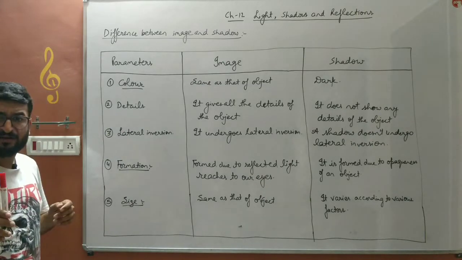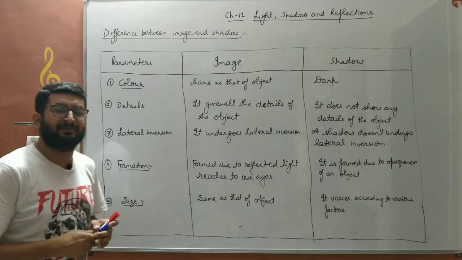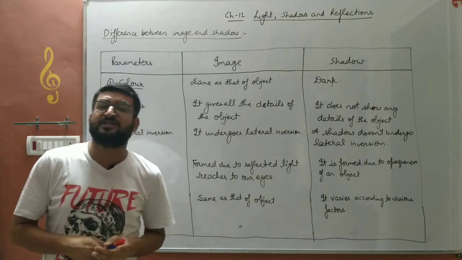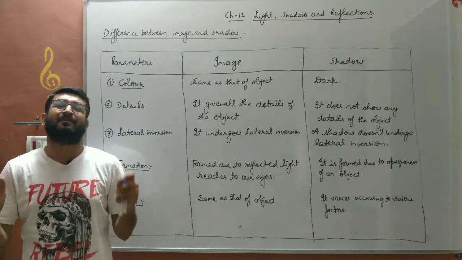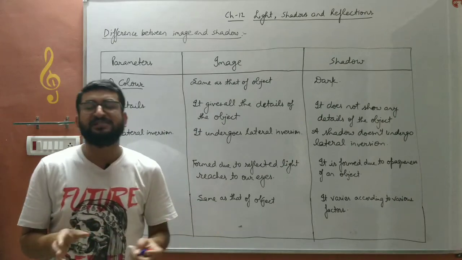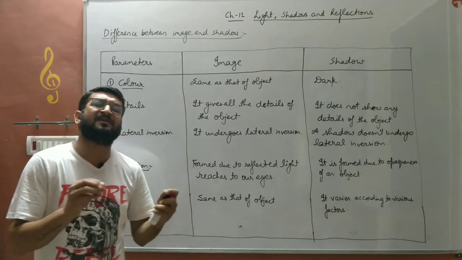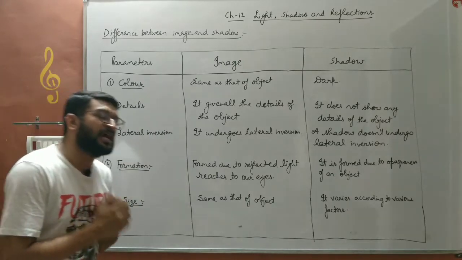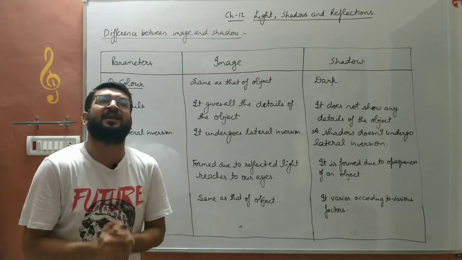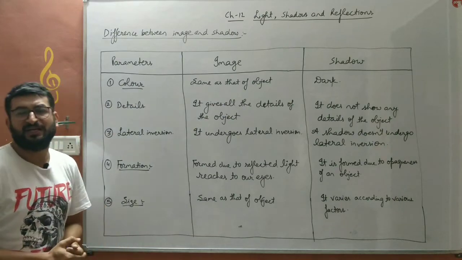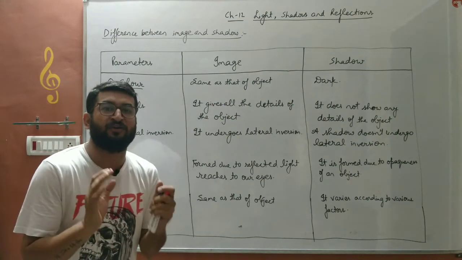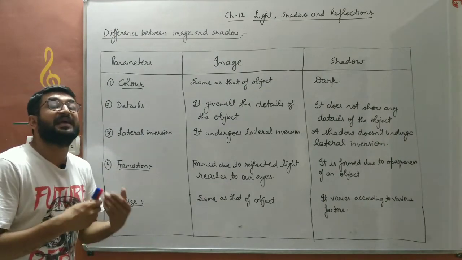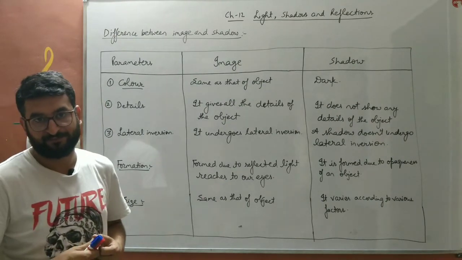The second parameter on which we differentiate them is detailing. Image gives us the complete detailing about an object. Image gives us all the details of an object, whereas a shadow does not give the details about the object. It's just a dark outline of the object, but it does not give us an idea about the detailing of that particular object.